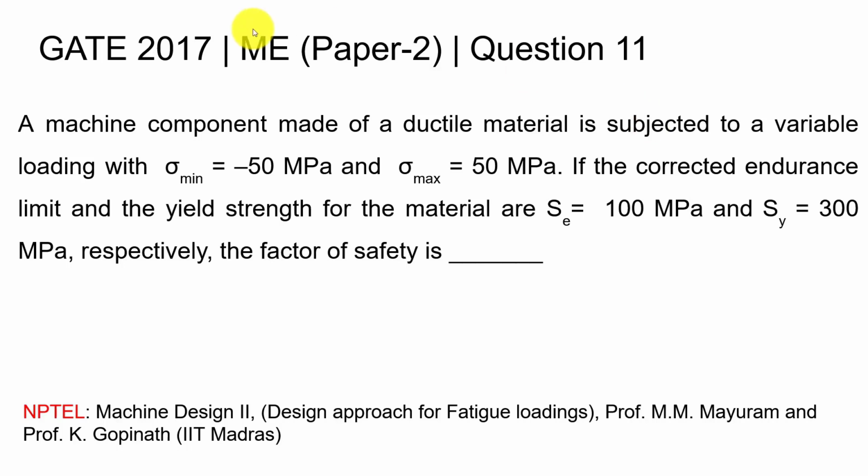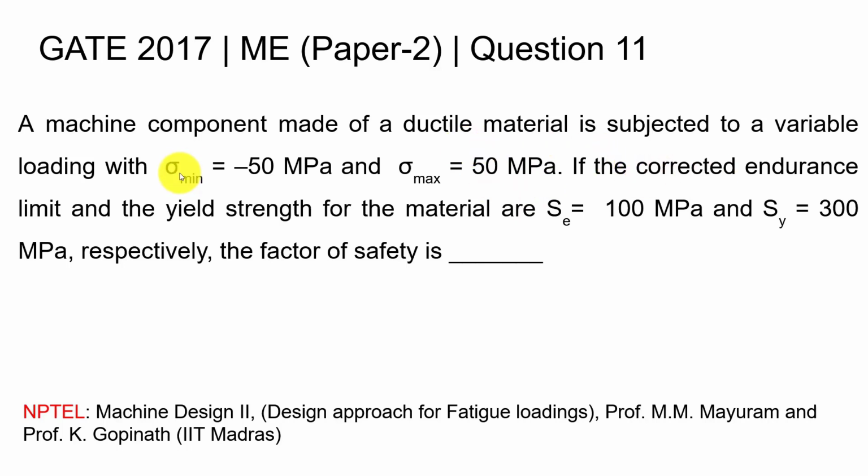Hello all, today we are going to see a question from GATE 2017 Mechanical Paper 2. Question number 11. A machine component made of a ductile material is subjected to a variable loading with the sigma minimum as minus 50 MPa and sigma maximum as 50 MPa.